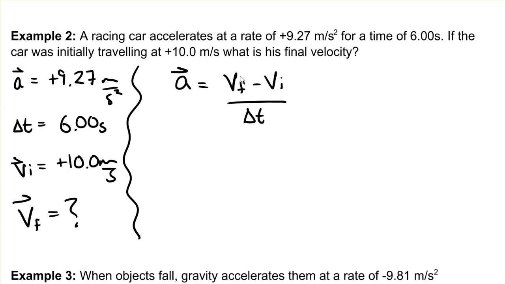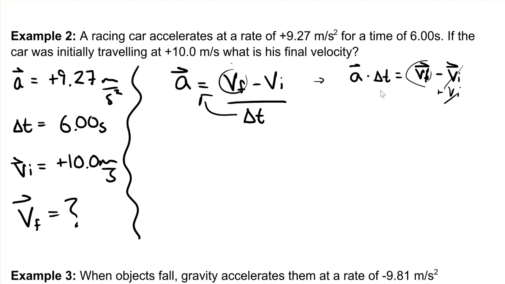So if we want vf all by itself, we bring vi over. This is going to turn into a delta t equals vf minus vi. And if I want vf by itself, I just add vi. And so my formula is vf equals a delta t plus vi.